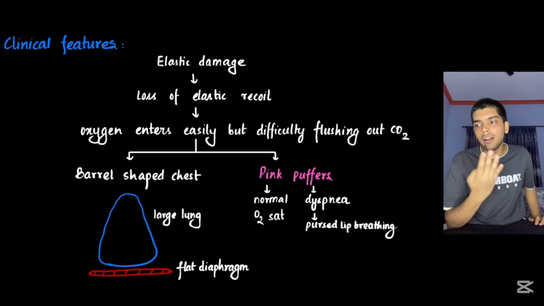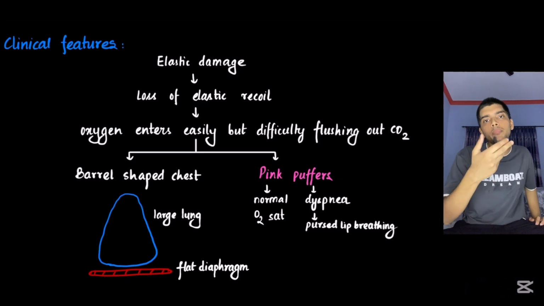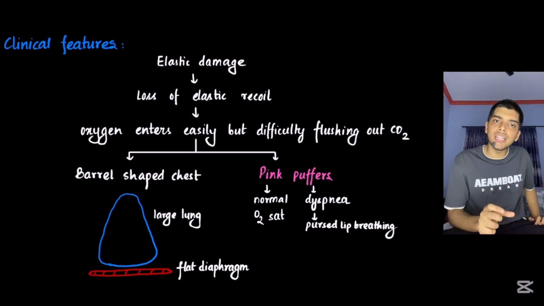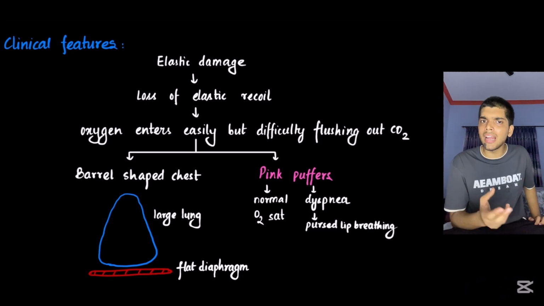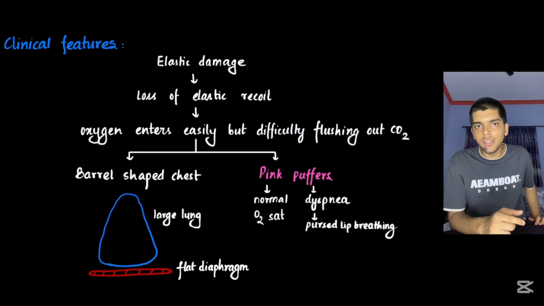Then types, there are 4 types. Centri acinar affects the respiratory bronchiole. Pan acinar affects both respiratory bronchiole and alveolar duct and sac. Distal acinar affects alveolar duct and sac. Irregular has irregular involvement. Most common clinically is centri acinar.